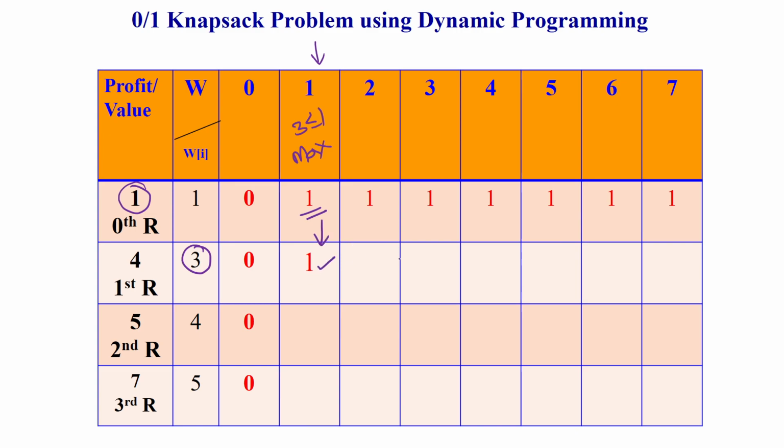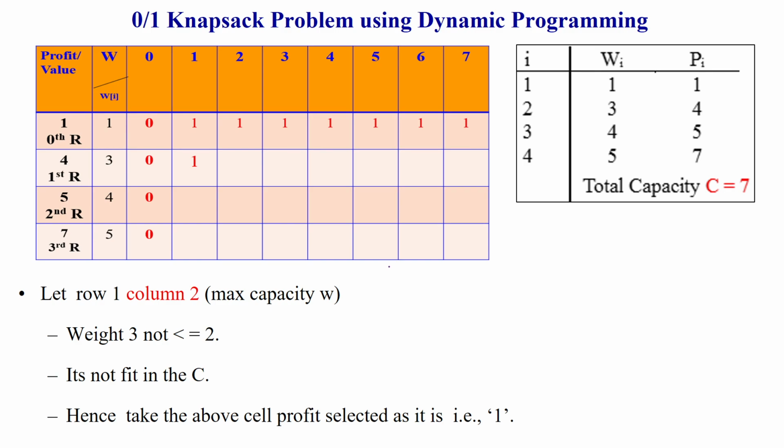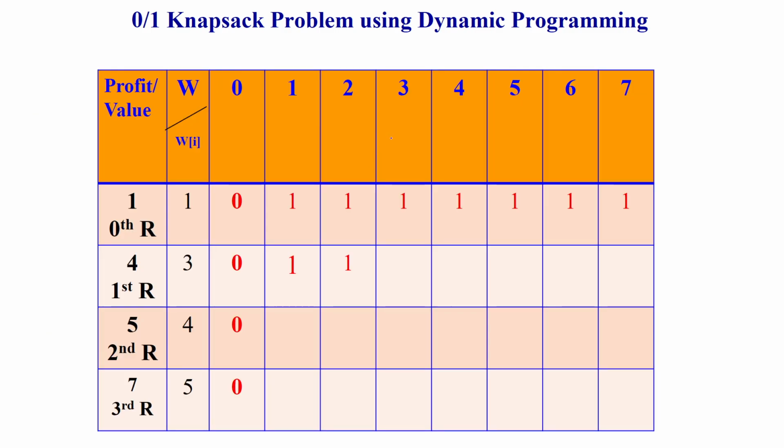Then you are moving to the next column here, right? So here 3, okay, here 3 is there. Now 3 is our product's weight, and we check whether it is less than or equal to the maximum capacity of this column. So 3 is less than or equal to 3, so it is able to be selected.